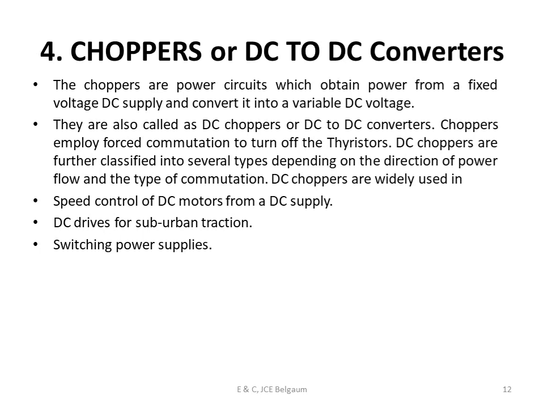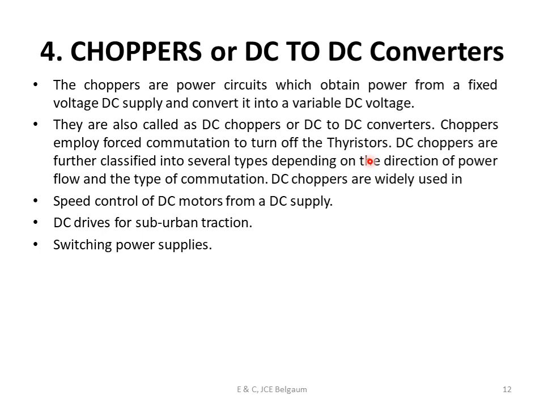Next is choppers or DC to DC converters. Choppers are power circuits which obtain power from a fixed voltage DC supply. So obviously the input is DC and the output is going to be DC. The input will be a fixed DC and you are going to convert it to a variable DC. Getting the meaning? Okay. Does a DC supply have any frequency? No. So they are also called DC choppers or DC to DC converters, and they employ forced commutation to turn off the thyristors. We'll look into line commutation and forced commutation later on.